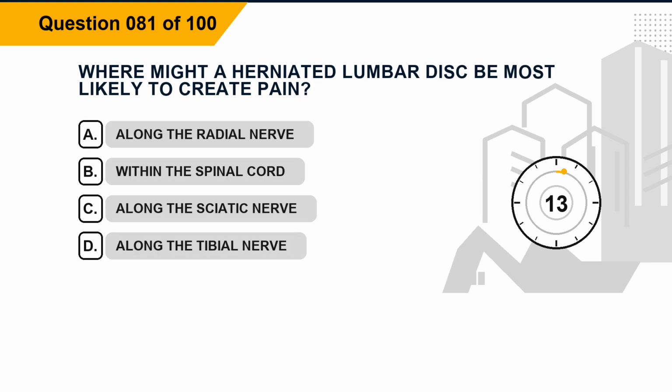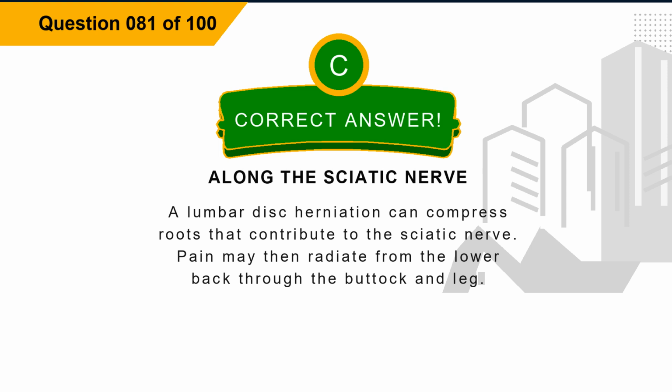Question 81. Where might a herniated lumbar disc be most likely to create pain? Option A, along the radial nerve. Option B, within the spinal cord. Option C, along the sciatic nerve. Option D, along the tibial nerve. The correct answer is option C, along the sciatic nerve. Explanation. A lumbar disc herniation can compress roots that contribute to the sciatic nerve. Pain may then radiate from the lower back through the buttock and leg.